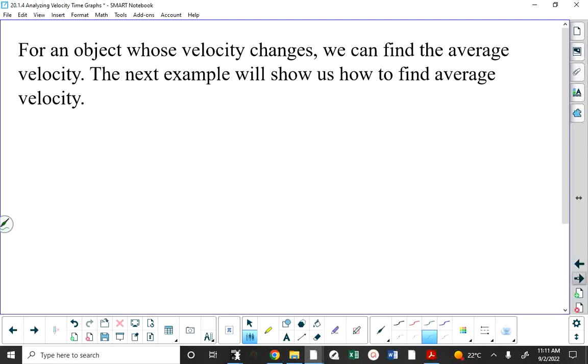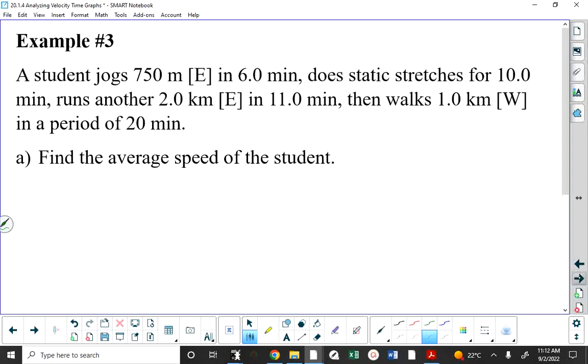So for an object whose velocity changes, you can find average velocity or average speed. Let's take a look at this one. A student jogs 750 meters east in 6 minutes, stands there for 10 minutes, runs another 2 kilometers east in 11 minutes, then turns around and walks 1 kilometer west in 20 minutes. What is the average speed of the student?